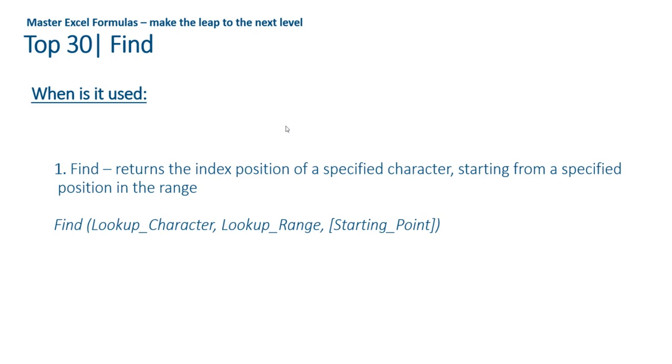Now going back to the presentation, the next formula is find. A very interesting formula, and what it does is it returns the index position of a specific character, starting from a specified position in the range. The way the formula is written is, first of all, we need the lookup character, which is usually in quotes, then we need the lookup range, and an optional thing here is the starting point. I'll show you one example without this option and one example with the option as well.